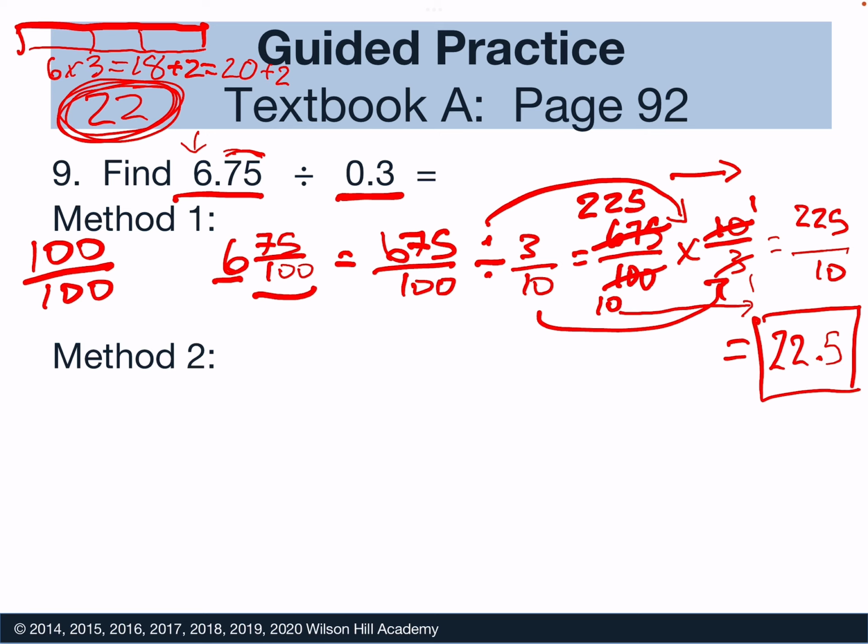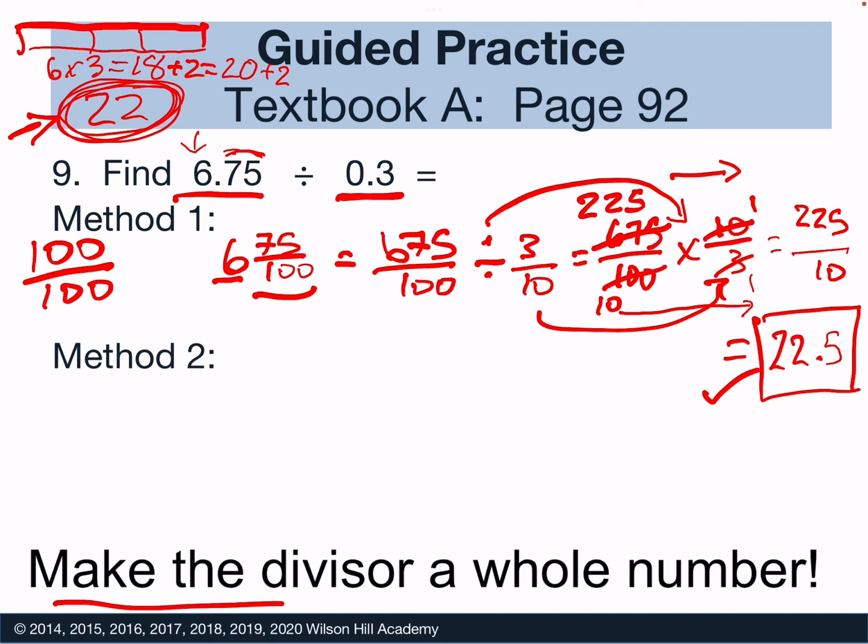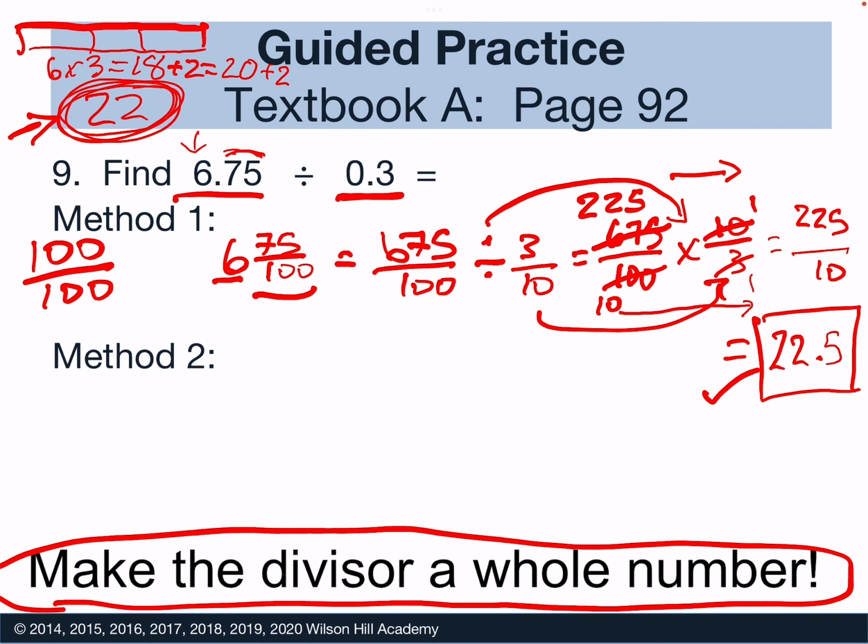And it is reasonable. It is reasonable. Do you see that? I said a little over 22. And sure enough, 22.5, great estimate. I'm very happy with my answer. It's looking good here. All right. How am I going to work this with my next method, which is to make the divisor a whole number?